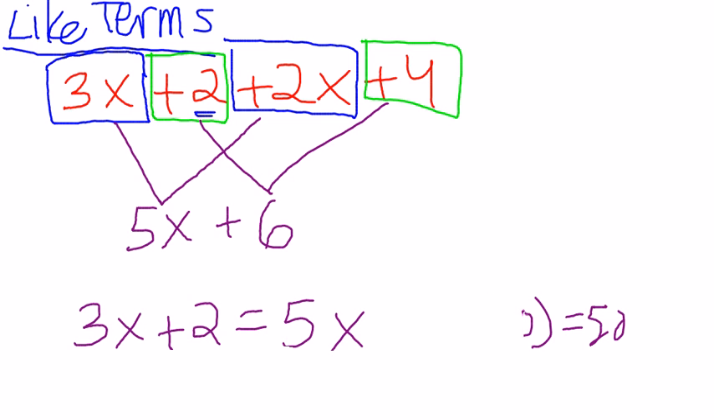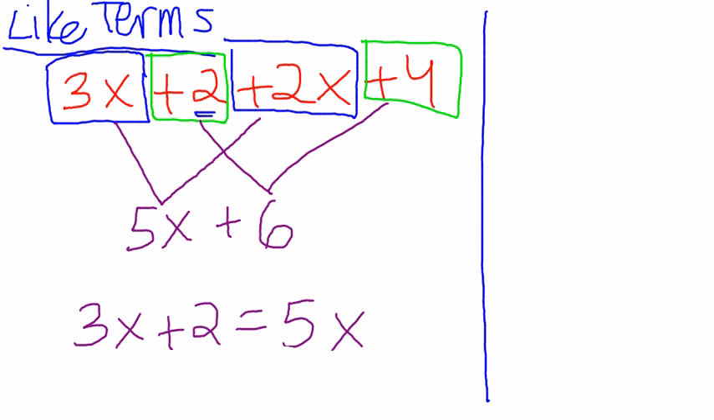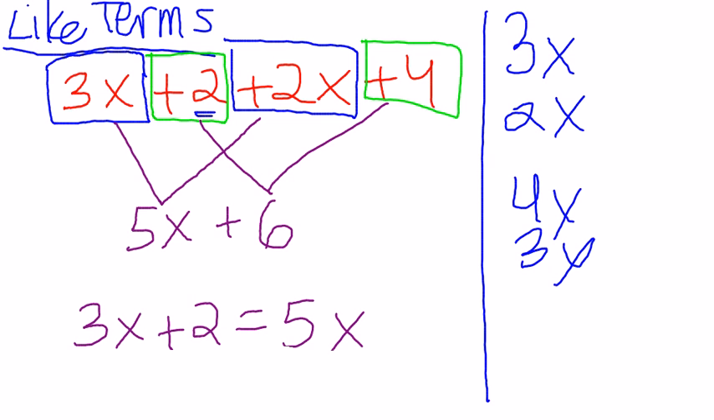This might get a little more complicated down the road. But just know that as long as they look the same and they have an x next to it, or a y next to it, you can combine it with other things that look like it. Maybe I'll show you a couple things that are similar. A 3x and a 2x can go together, and a 4y and a 3y can go together.